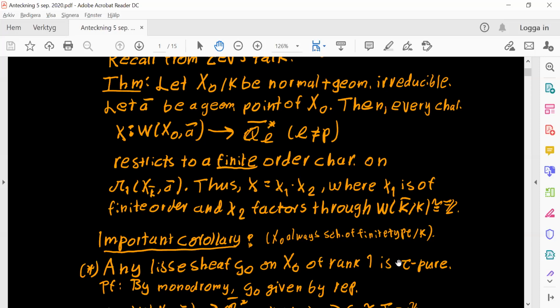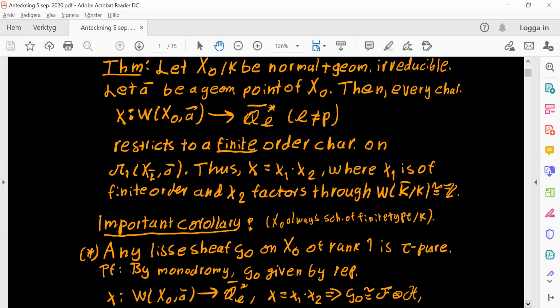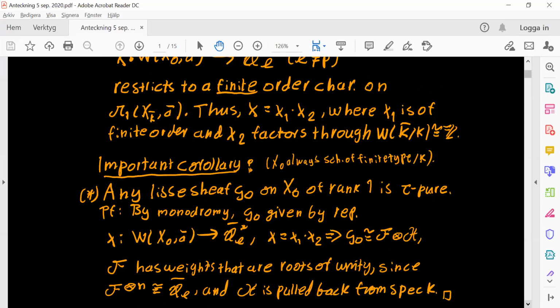of rank 1 will be tau pure. Why? Well, this follows from the above theorem, because by monodromy, you have that G0 will be given by some character from the Weil group into QL bar units. And further, by what we said above, you can then write the character as a product of two different characters. And this implies that the lisse sheaf you have is isomorphic to a tensor product of two other lisse sheaves, which I call F and H.